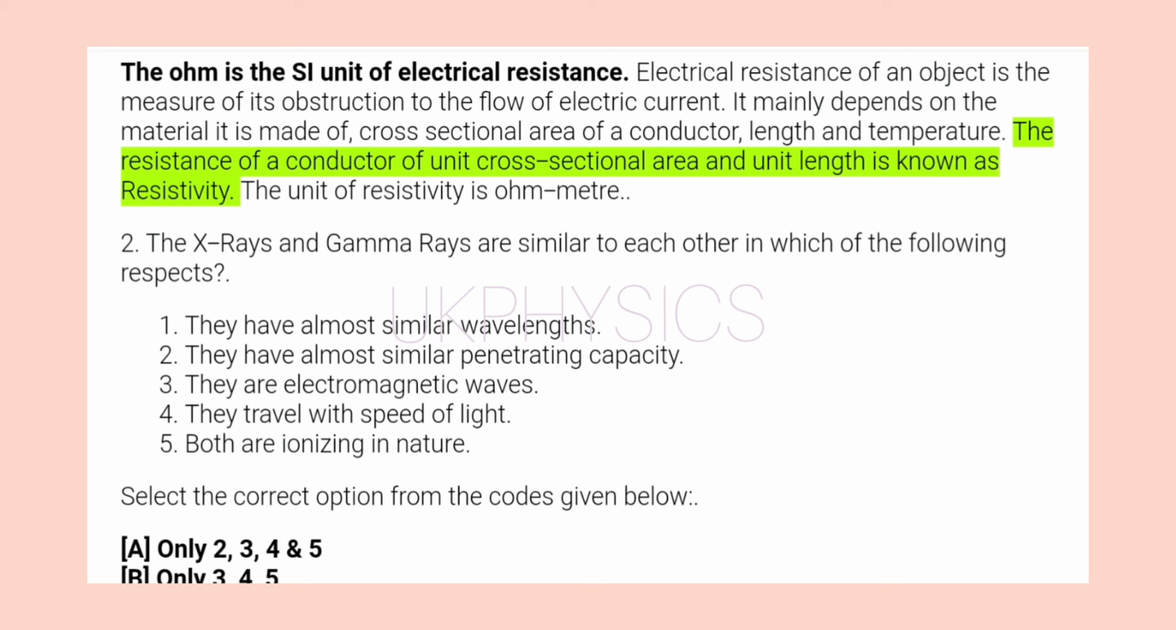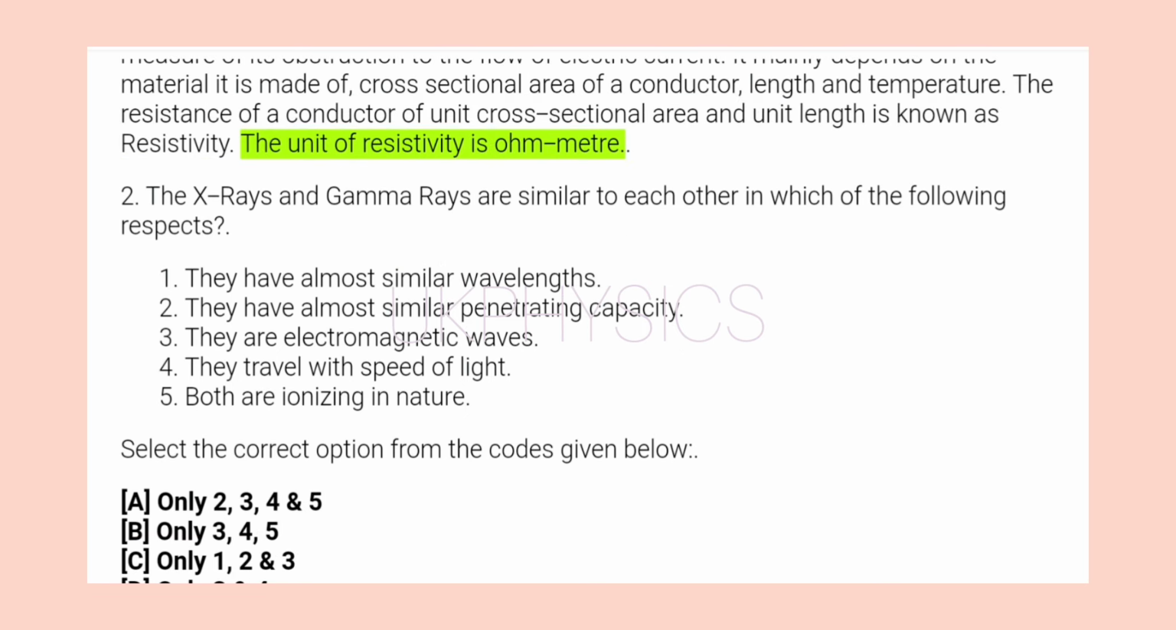The resistance of a conductor of unit cross-sectional area and unit length is known as resistivity. The unit of resistivity is ohm meter.